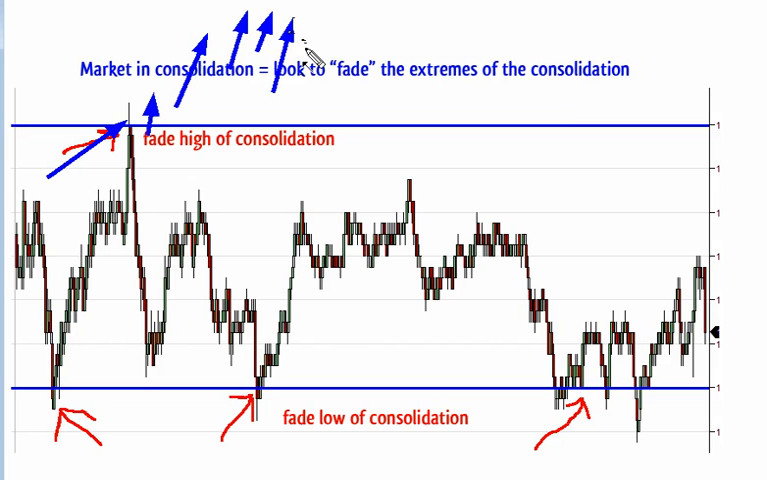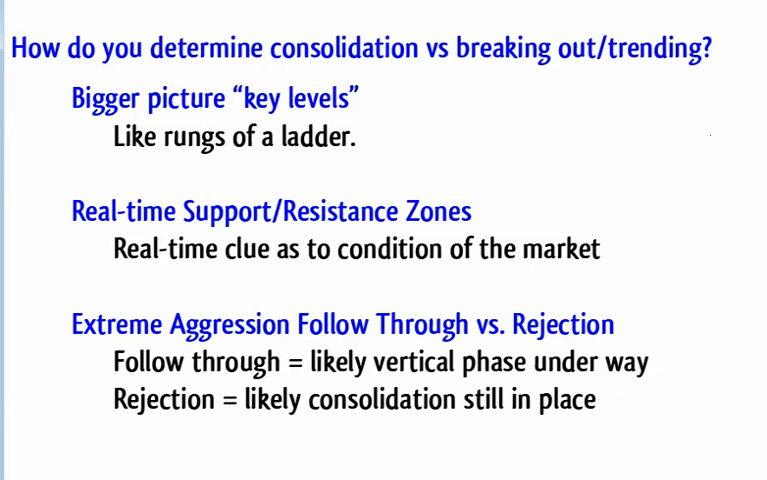Okay, so that makes sense. Hopefully that makes sense in theory. If not, I'd say run this back, but that should make sense in theory, right? But theory is a lot different than real time or doing it live. And so the idea is, you're never going to be 100%, but how do you better determine when a market's in consolidation versus when it's breaking out or trending or in the vertical phase?